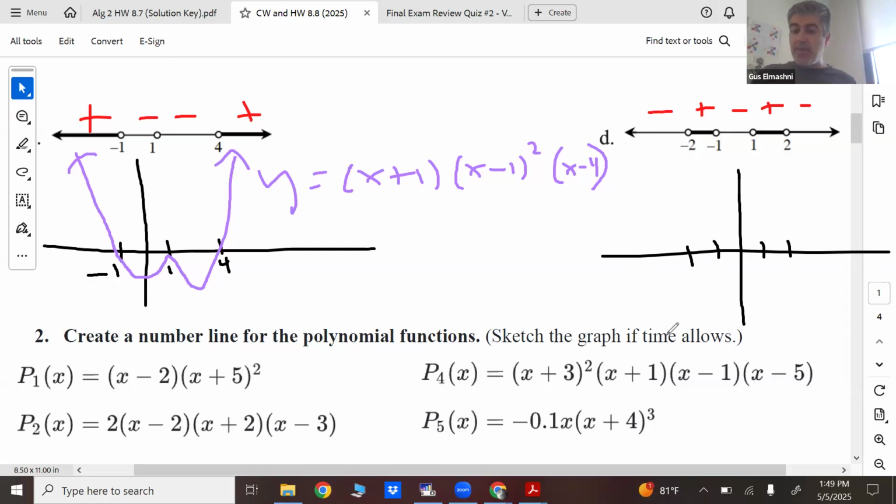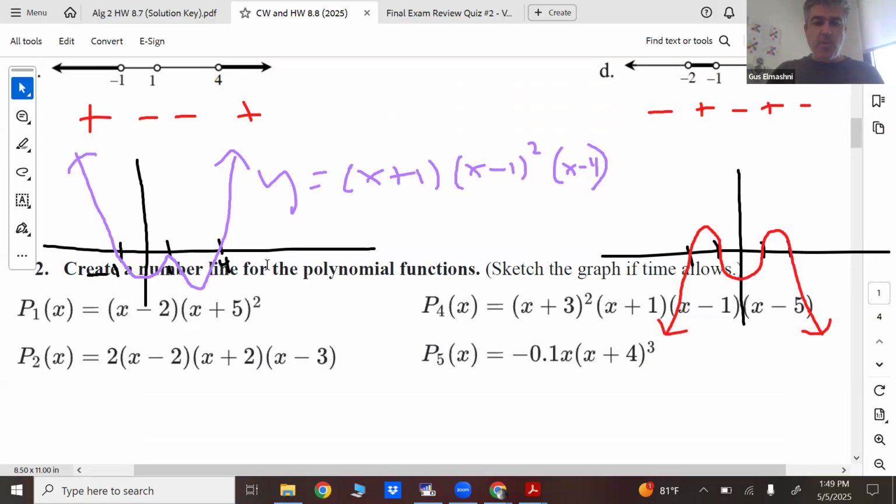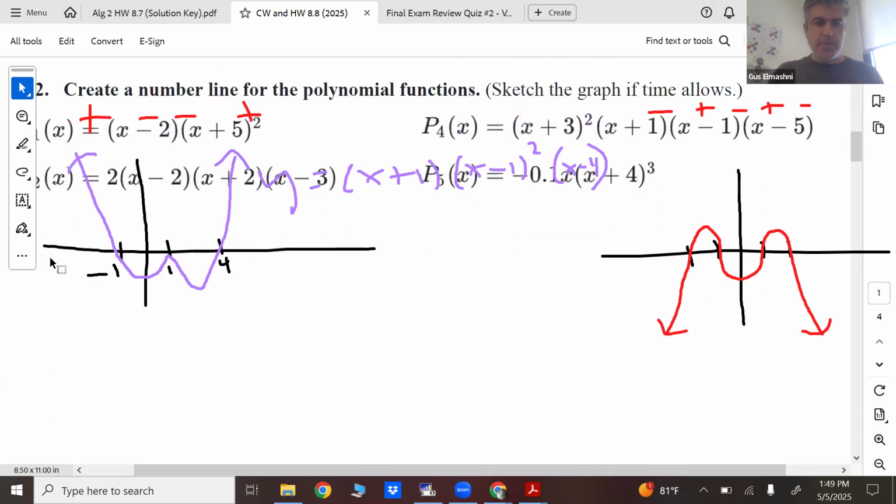So you're negative before you get to -2. Positive between -2 and -1. Negative between -1 and 1. Positive between 1 and 2. Negative when you go past 2 to the right. Looks like that. By the way, how many x-intercepts do I have? 4. How many peaks and valleys? 2. 3. There's always one less. Right. Okay. So now let's actually generate this for number 2.